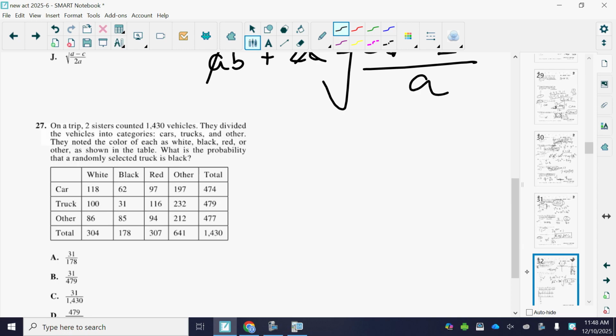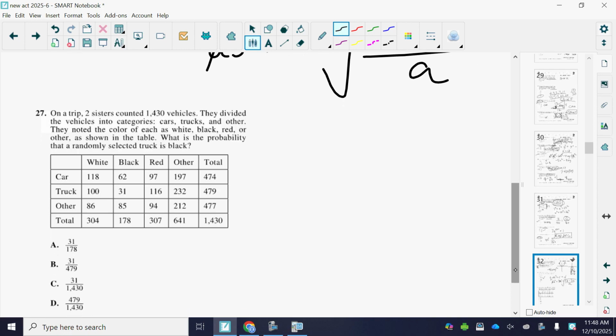Conditional probability based on the table. On a trip, 2 sisters counted 1,430 vehicles. And here are the categories. So what is the chance that a randomly selected truck is black? Well, how many blacks were there? 178 were black, huh? So, 178 black trucks.